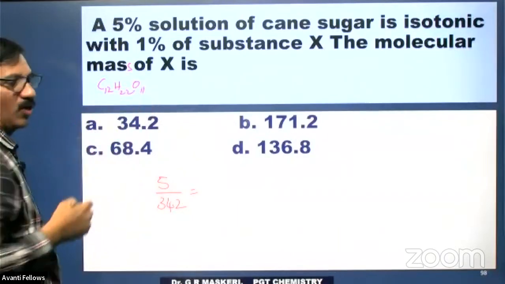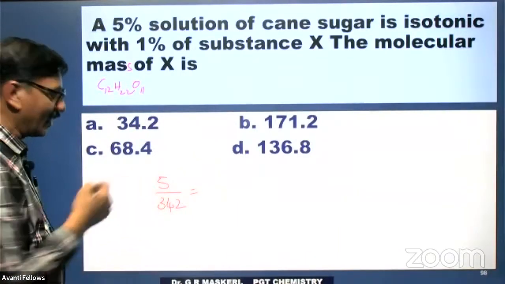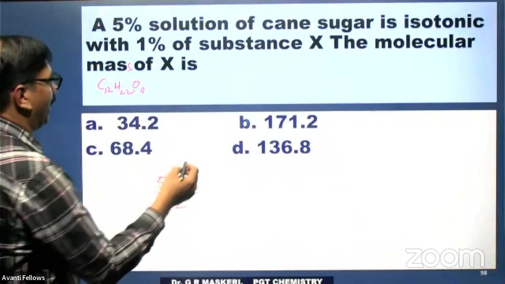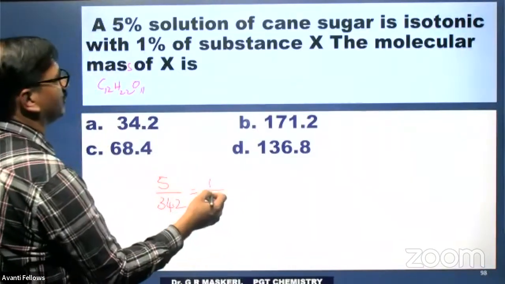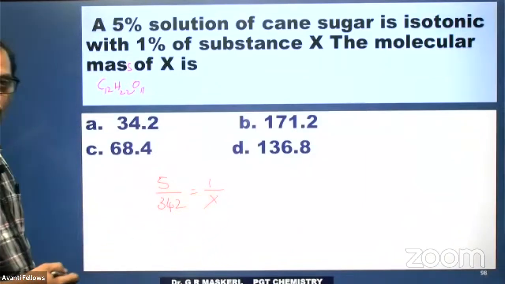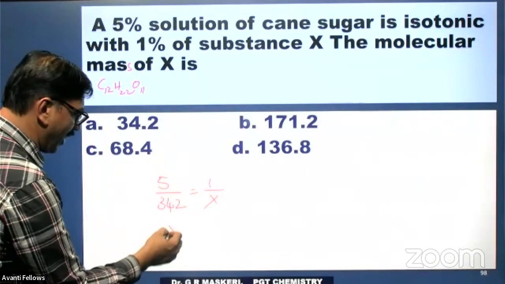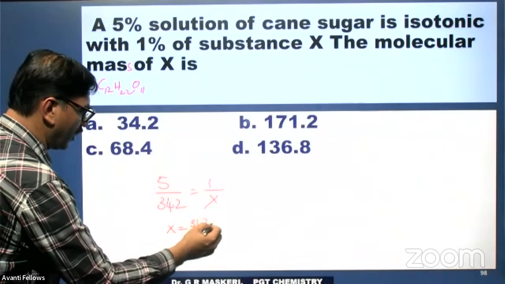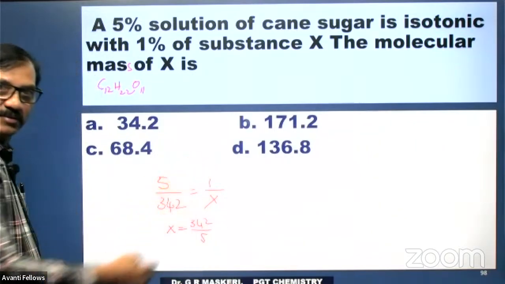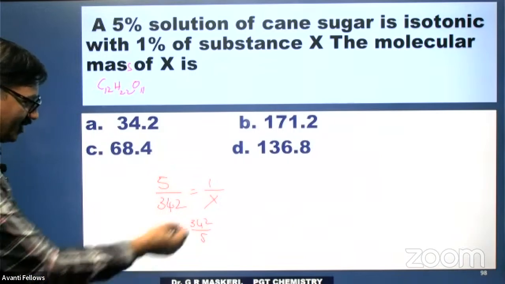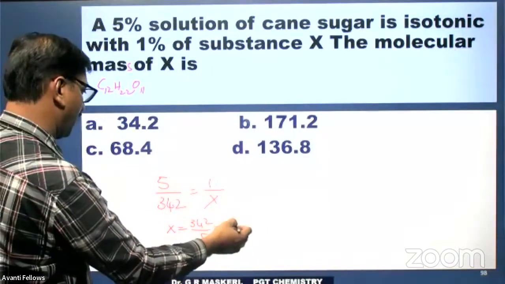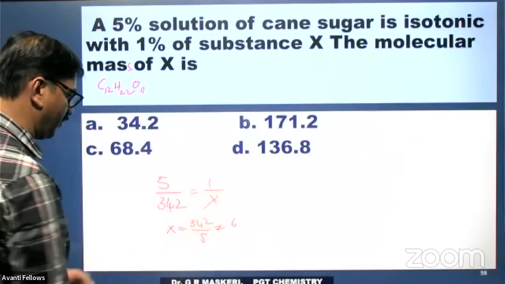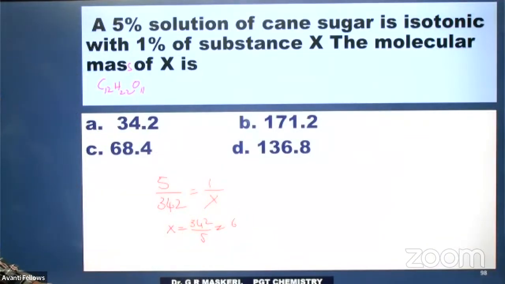C12H22O11 is the formula of cane sugar. You can calculate its molar mass, it is 342, and this is 1%. The molar mass of the other one is not known, so x is not known. Therefore the x value is 342 divided by 5, it is a simple calculation, so this is 68.5. This is the way we have to do it.